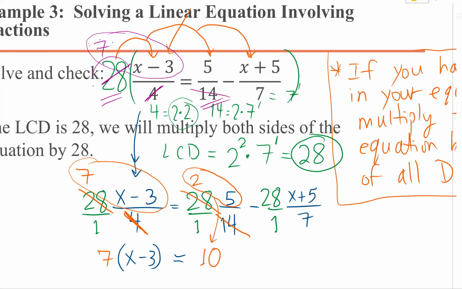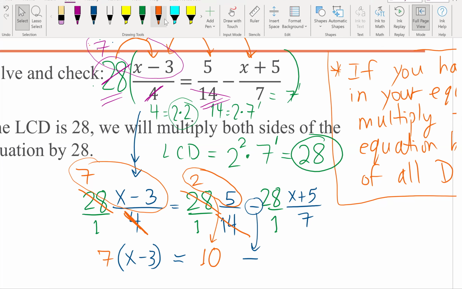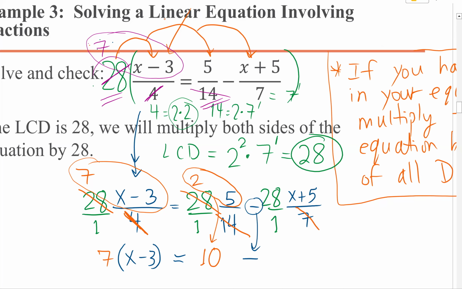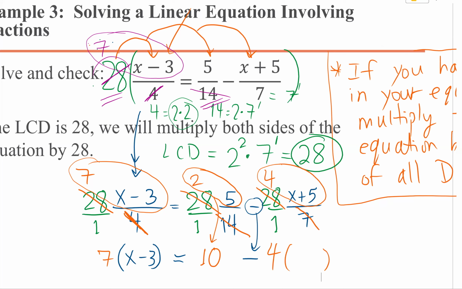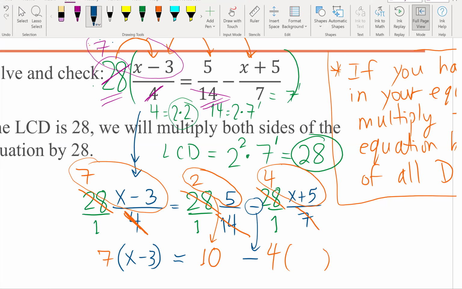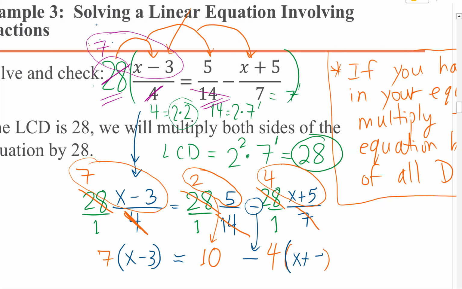Okay. And then what do I got going on? The next term, I've got to be careful because there's a subtraction sign. I'm going to carry it down. And then the 28 can reduce with that 7 in the denominator a little bit. 7 goes into 28 4 times. So I've got 4 times x plus 5. I'll put the x plus 5 in parentheses because the 4 is supposed to be multiplied by the entirety of that numerator. There we go. And that's a much easier equation.